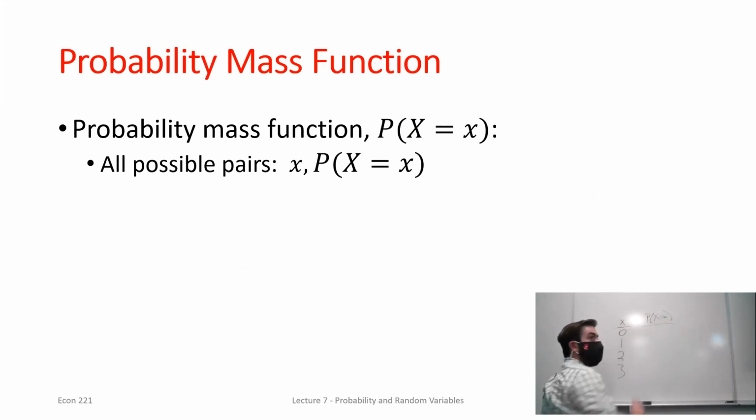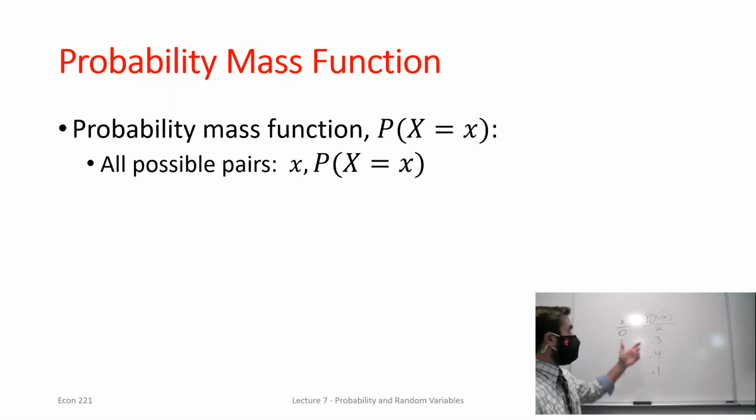This is my probability mass function, which just tells me the probability I see a 0 is 0.2, the probability I see a 1 is 0.3, this is 0.4, and seeing a 3 would be 0.1, right? So I would have a bunch of different outcomes and their associated probabilities. This P is the probability that X is equal to some specific outcome. This lowercase x takes on 0, 1, 2, or 3.